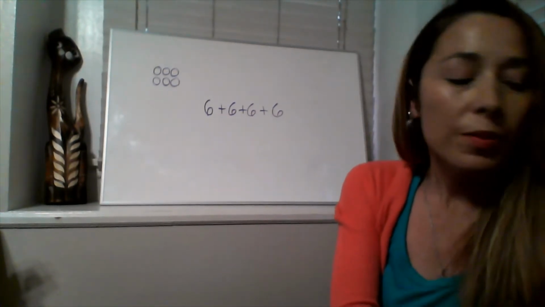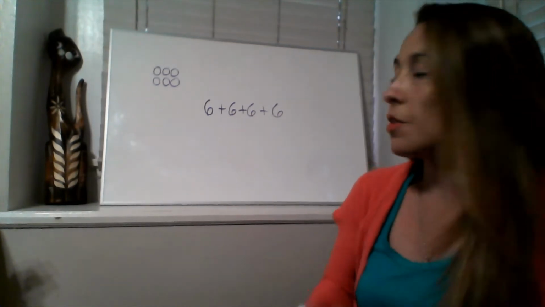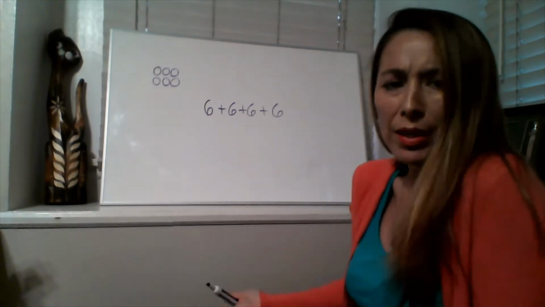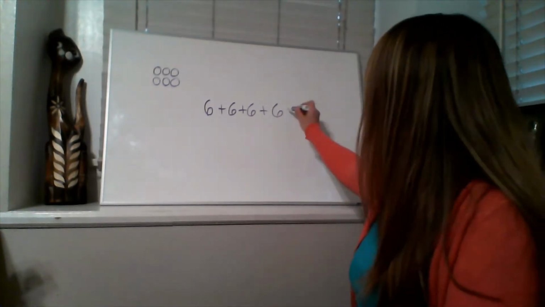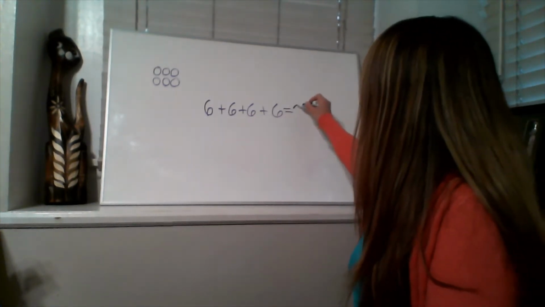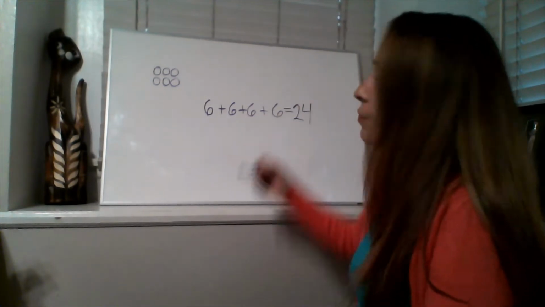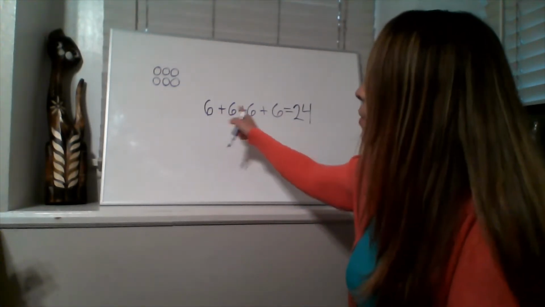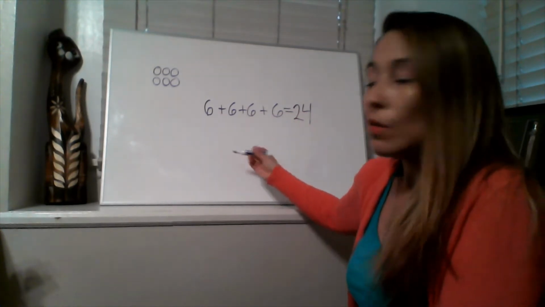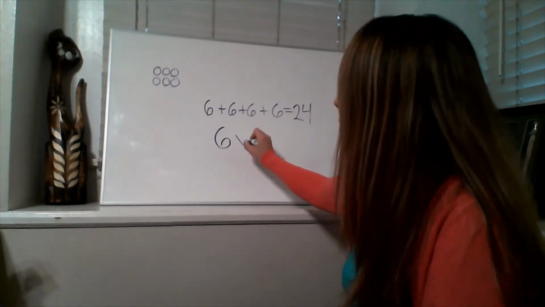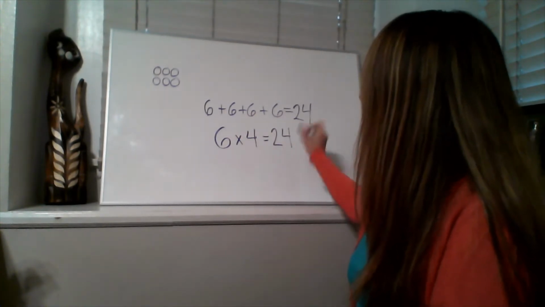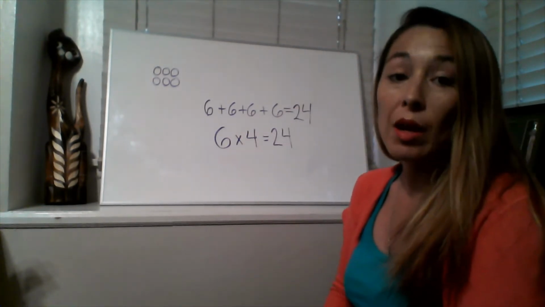So 6 plus 6 plus 6 plus 6, because I ate 6 grapes at a time, but I repeated that 4 times. So back to third grade, a repeated addition sentence. If I add all those up, you should get 24. What would that look like in a multiplication sentence? Well, how many 6s do you have? 4 of them. So I have 6s 4 times, and I'm going to get the exact same amount of grapes.